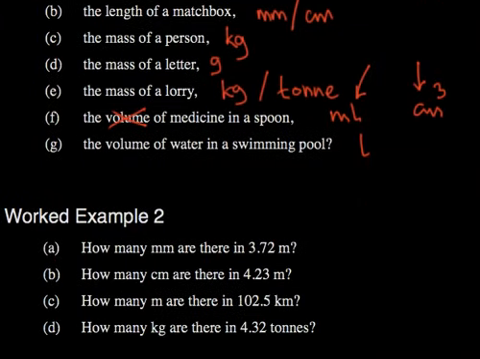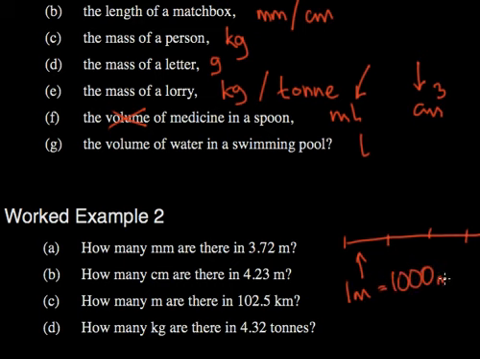In the second example, it says here, how many millimeters are there in 3.72 meters? So what I'd picture here is you've got 3.72 meters. And each one of these meters, 1 meter, is equal to 1,000 millimeters. So therefore you've got 3,000 millimeters here, and you've got another 720 here. So that would be 3,720 millimeters. And you could have just multiplied that by 1,000 to get this value.